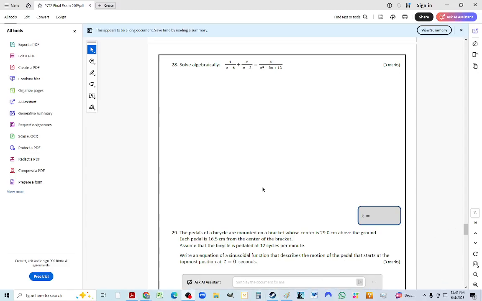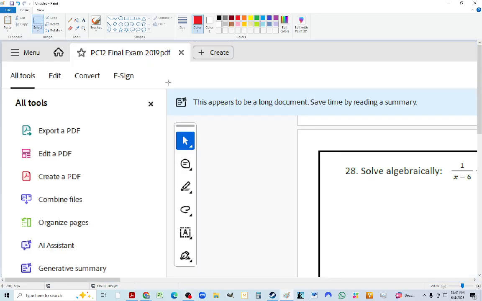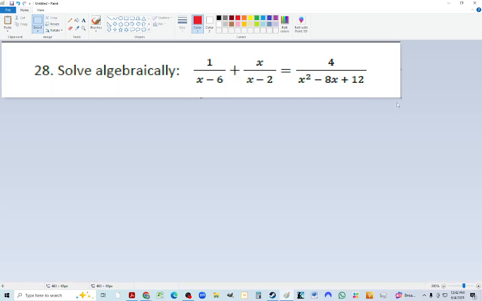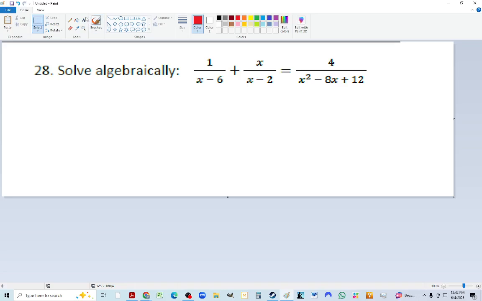Okay, so this one's just algebra skills, but still it's going to come up. I would say most of these questions are going to come up. Okay. If you look down at this bottom one, it can be factored.